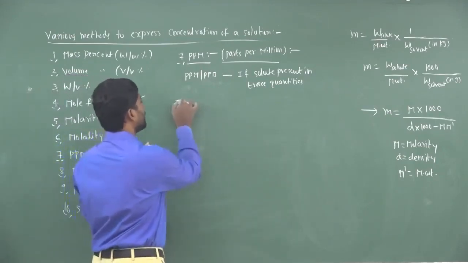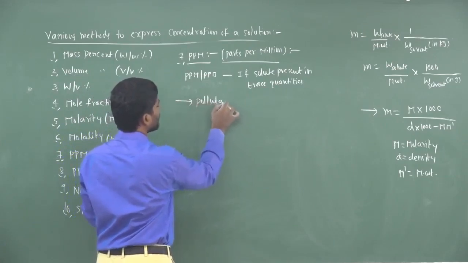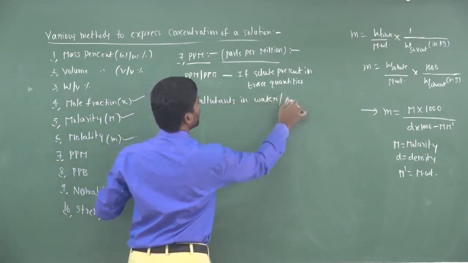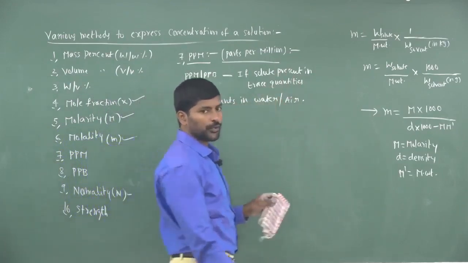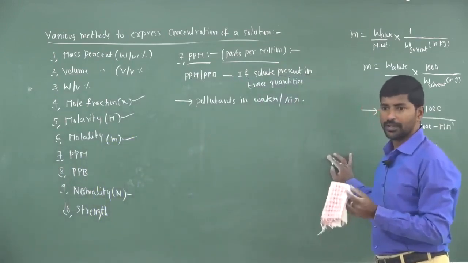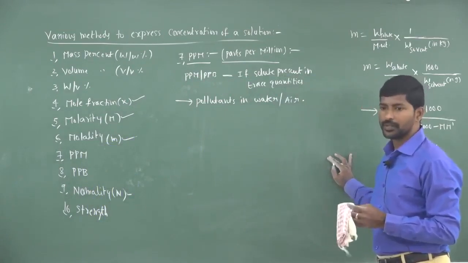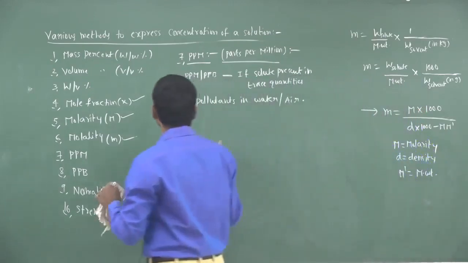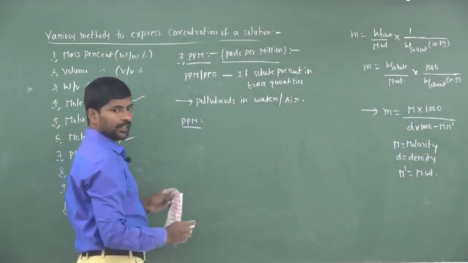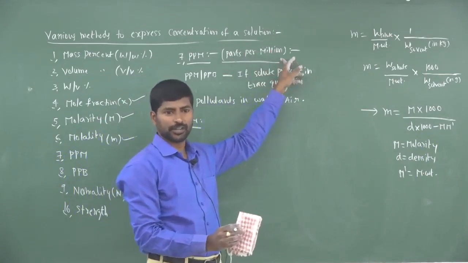Generally this scale is followed to express the concentration of pollutants present in water or air. Now, what is ppm? The name itself indicates parts per million. So it is the number of parts of solute present in million parts of solution.